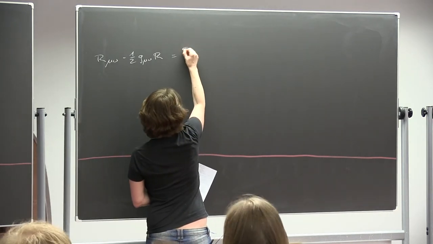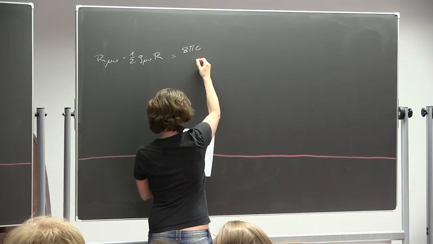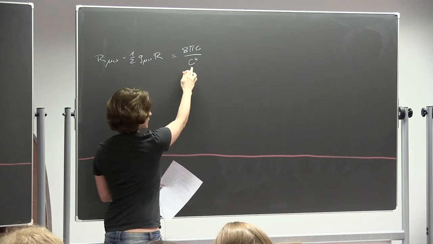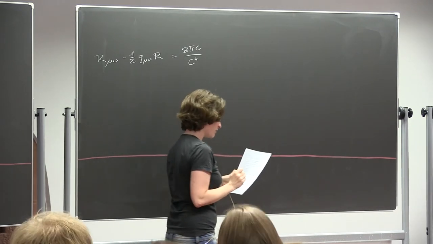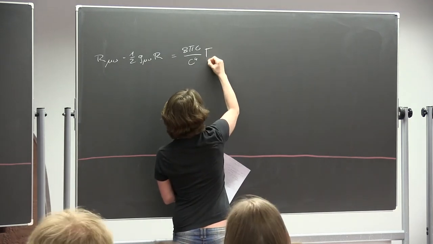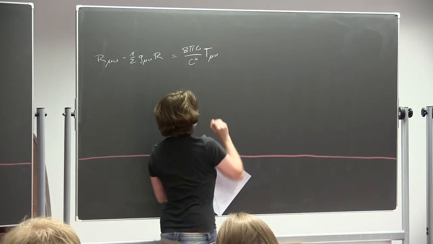And on the right-hand side, I will make an attempt to take the c factors with me. I will lose them eventually. This is Newton's constant. And we have the energy momentum tensor.